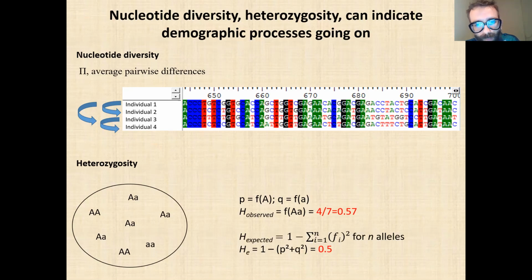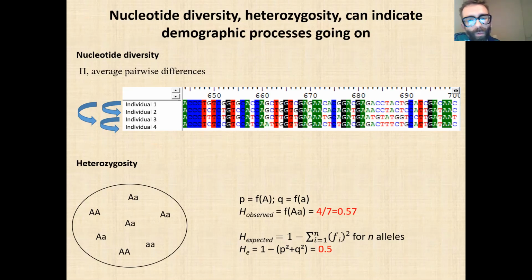Now, with Hardy-Weinberg equilibrium and Hardy-Weinberg expectations, we can measure what we call expected heterozygosity. The way we do that is simply 1 minus the sum of all the allele frequencies squared. So typically here we have 2 alleles with frequencies P and Q, so we square P and Q, sum them, and subtract this from 1. If you calculate it yourself, you will find that the expected heterozygosity is 0.5.